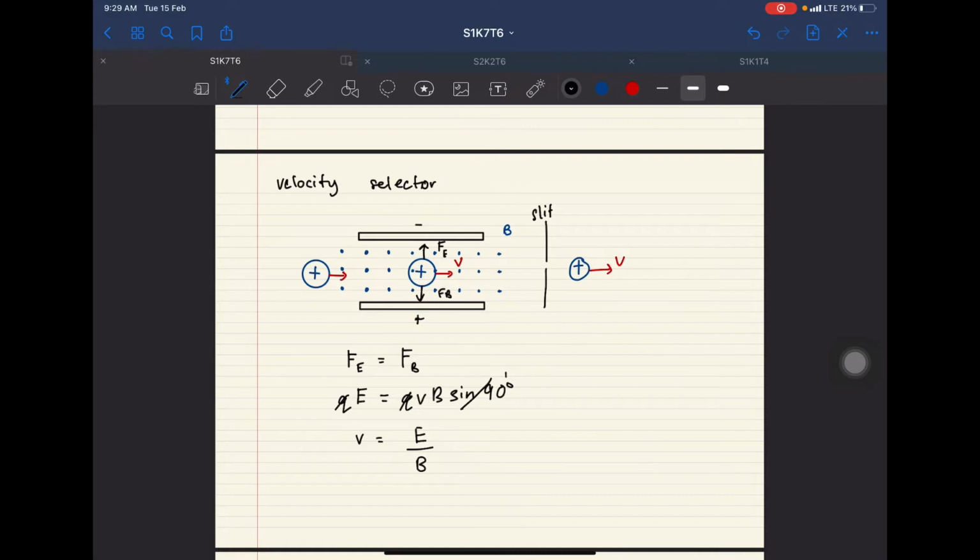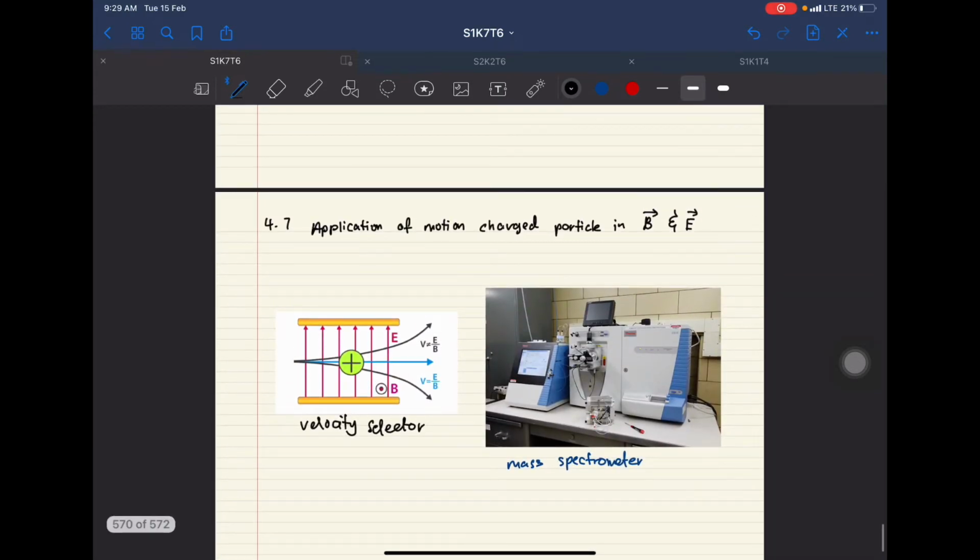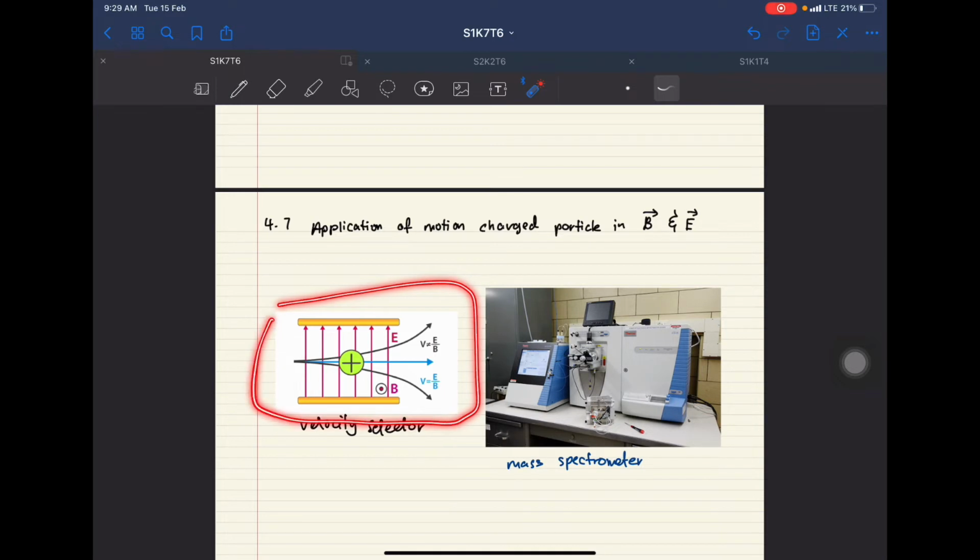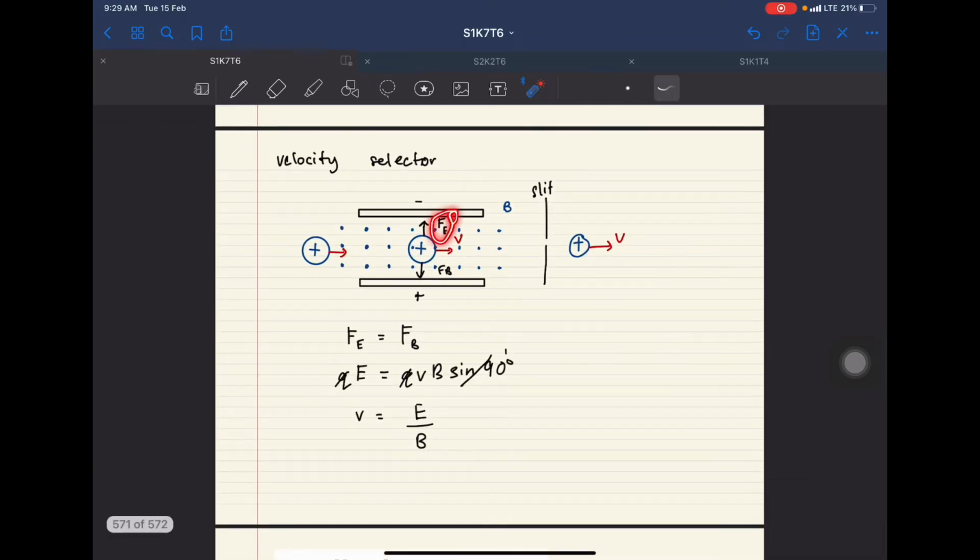Again, this is the drawing. Let's say you have non-equivalent E and B, so FB and FE are not the same, and we start to deflect maybe in that direction or in that direction. If FE is bigger, that means the velocity is a bit too slow, so FB is a bit less, and it will deflect in that direction. If it is moving too fast, so v is bigger, it starts to deflect in the FB direction.